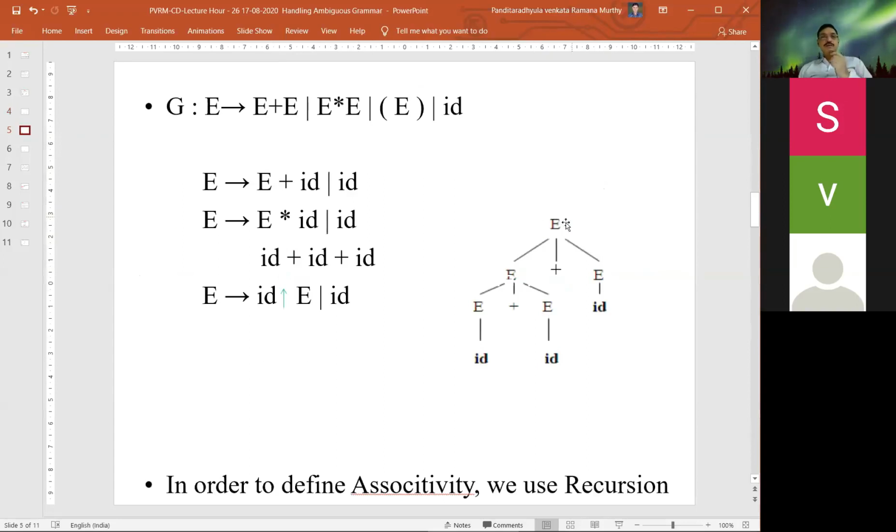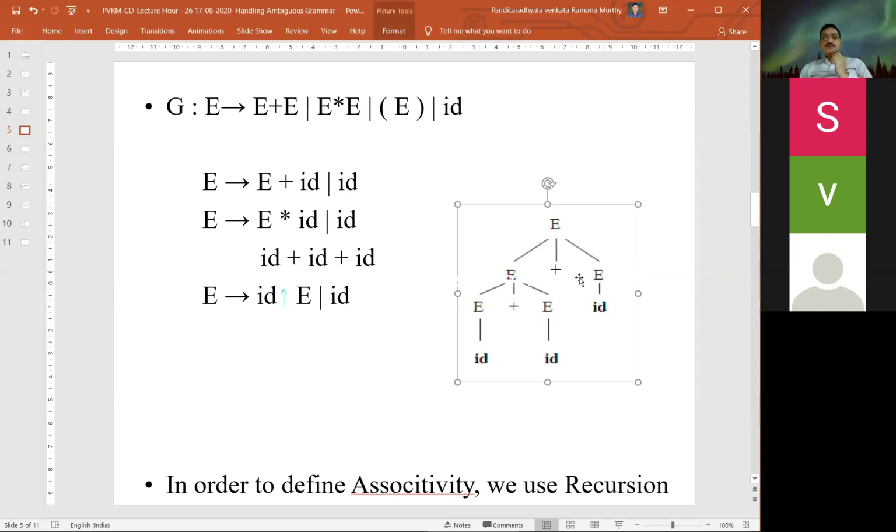So if you are having this particular thing, what happens? Whenever we are having E is equal to E plus E, using the first expansion, the first E is replaced by E plus E. Then this first only, because we are not allowing the second E, it has to go to the other direction only. We are not allowing E plus E at all. This E also straight away becomes ID only.